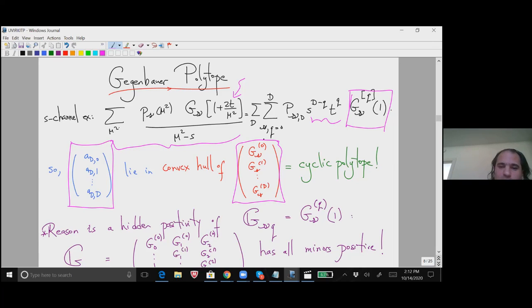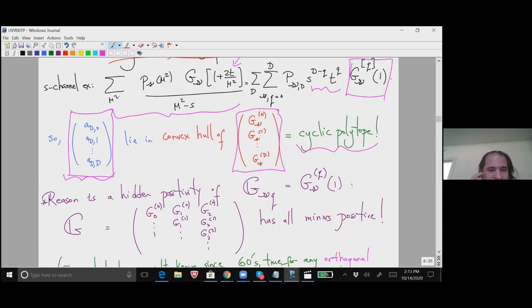If I take the first Q derivatives of the Gegenbauers evaluated at 1, and make a d-dimensional vector out of them, and I take this set of vectors for all possible spins and take the convex hull of all these guys, I learn that this coefficient has to lie inside that convex hull. And there's a beautiful fact about the positivity of the Gegenbauer polynomials: we can predict ahead of time that the shape of this polytope is the so-called cyclic polytope.